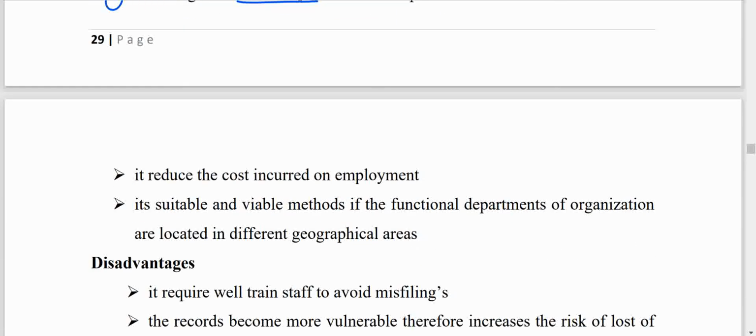The other thing we can talk about is that the system reduces the cost incurred on employment. Probably this may be of disadvantage on the side of the employees, the job seekers. But of course, as far as the system is concerned, if the record is kept in one location, the facility would need few staff to manage the records. But for example, if each department is keeping their own records, that means each department or each unit needs to have trained personnel. So it will incur high cost for the facility.